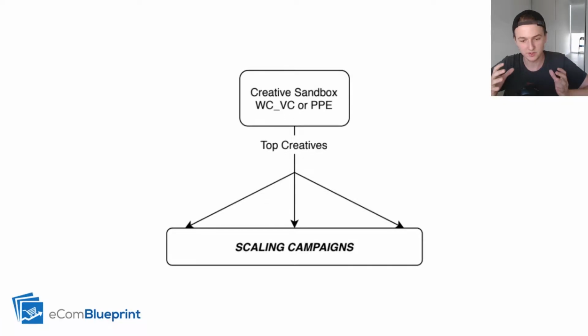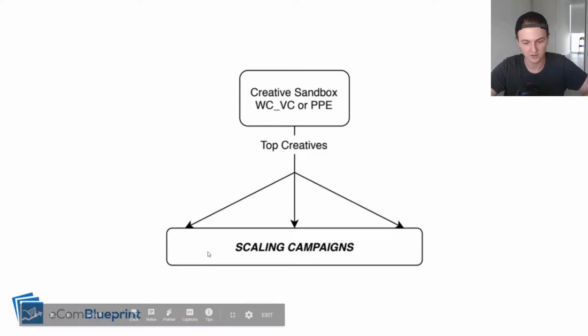So just a very simple diagram recapping that. You have your Creative Sandbox campaign here, which is either website conversions, view content campaign, or PPE. And you're testing all these different creatives with your top audiences. Once you identify new top creatives, you want to take it and duplicate it into all of your scaling campaigns. And so, I put multiple arrows because usually you're going to have multiple scaling campaigns, more than just one. You want to add it to all of them.